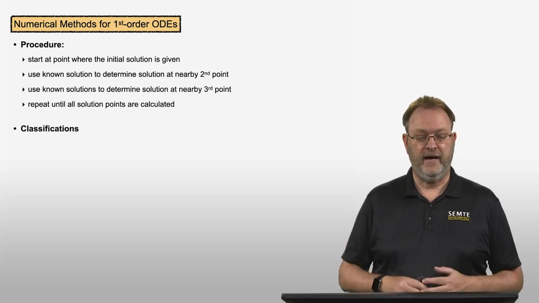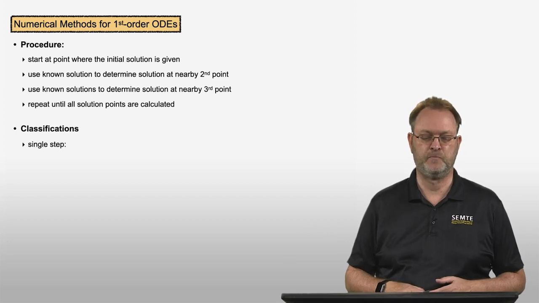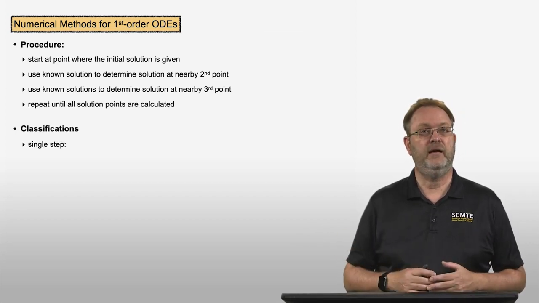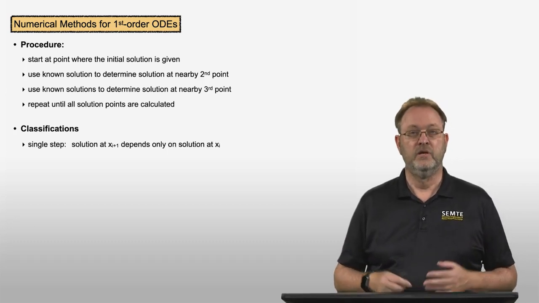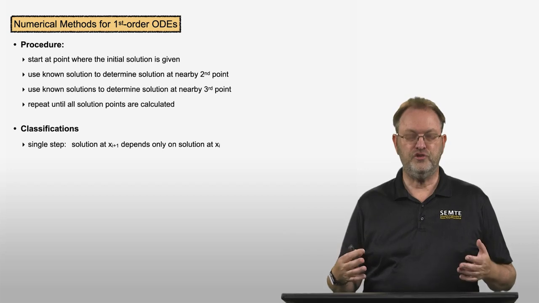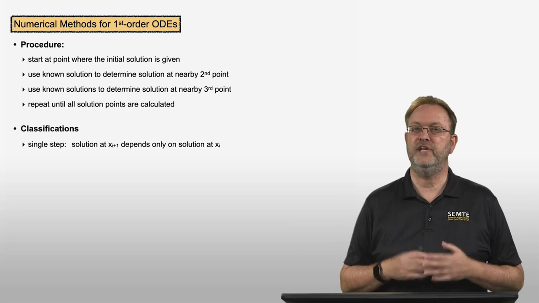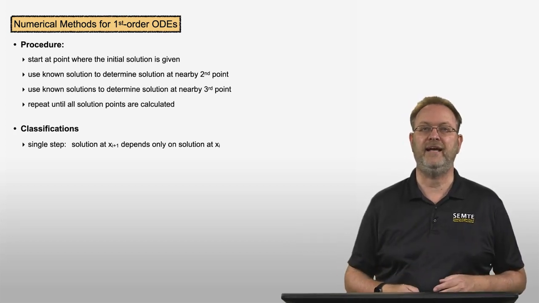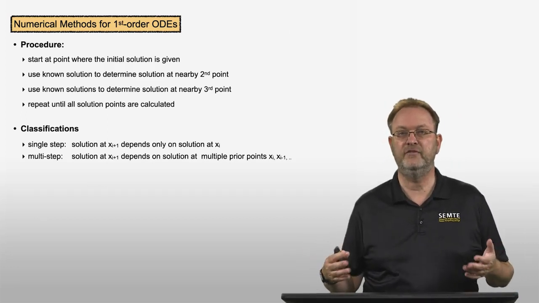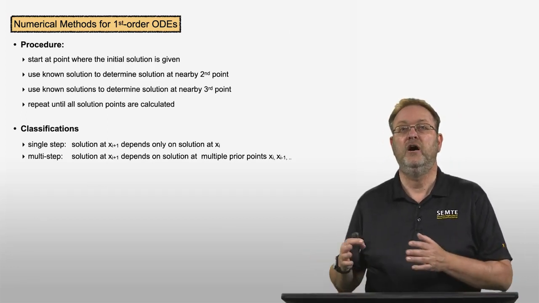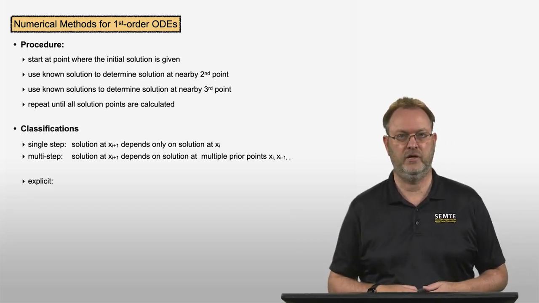Let's classify numerical methods before we dive into some examples of numerical methods. One way to classify numerical methods is whether they use a single step or multi-step. So single step means that the solution at the point x sub i plus 1 depends only on the solution at one prior point x sub i. Whereas multi-step would mean that the solution at x sub i plus 1 can depend on the solution of multiple prior points, so x sub i minus 1, and so on.